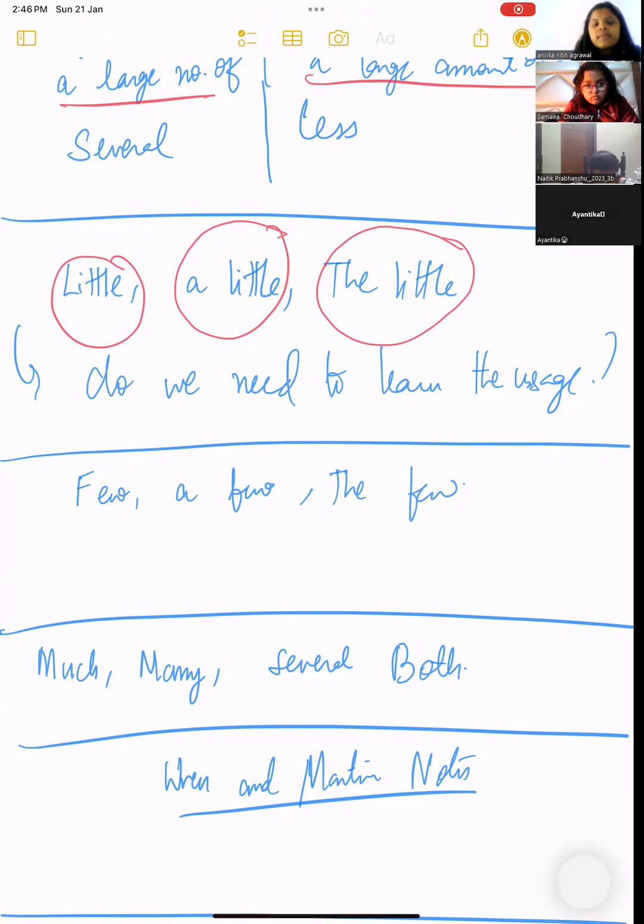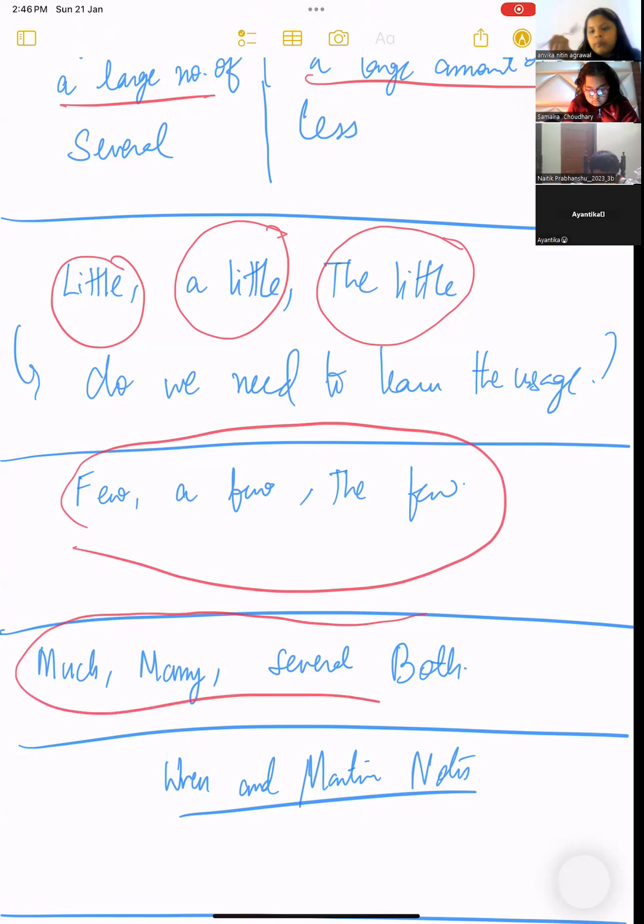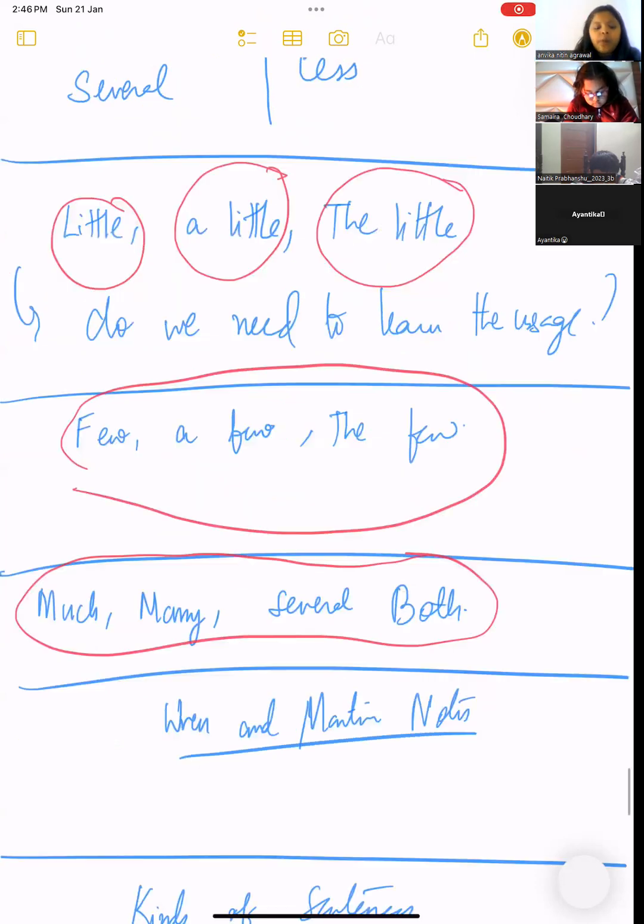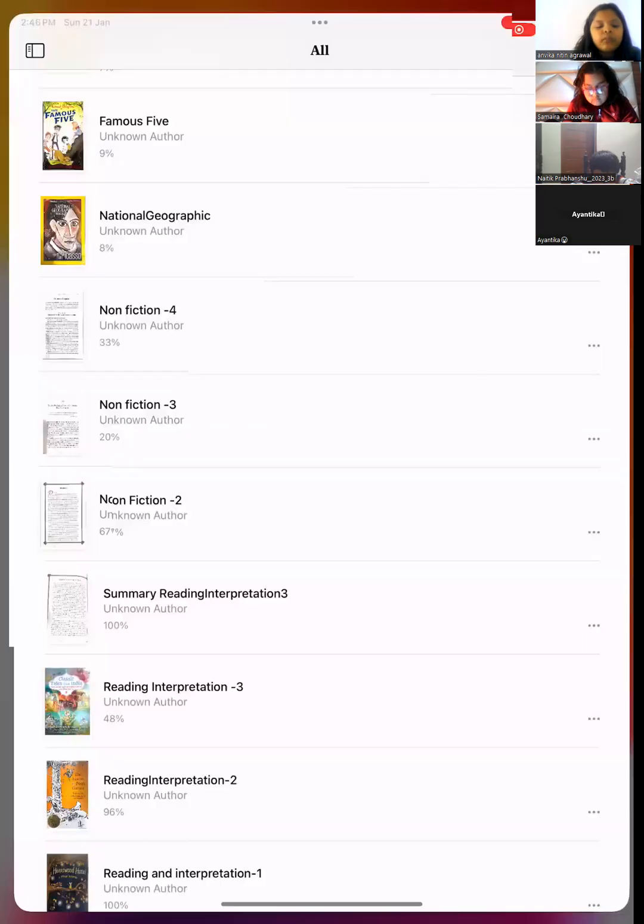If you are reading the book and if you are actually using it in your general daily conversation, automatically you are going to understand that this is sounding wrong. Okay? Don't learn the rules in grammar. Okay? Next is few, a few, the few. And then last is much, many, several, both. I'm going to show it to you from the resource that I have.